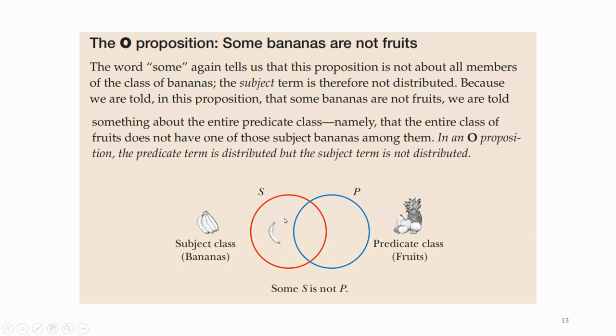It is not distributed if we do not talk about or describe the entire class of things. If that is not the case, then it is not distributed. In the proposition that some bananas are not fruits, we are told something about the entire predicate class. So here the predicate class, the fruits, is entirely distributed: the entire class of fruits does not have one subject, bananas, among them. So in the O proposition, the predicate term is distributed, but the subject term is not distributed.